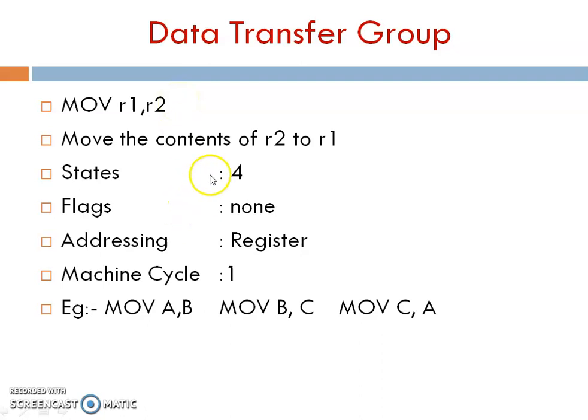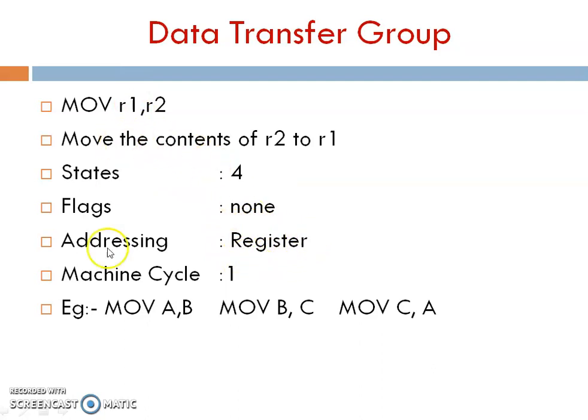The number of machine cycles for this instruction is only 1. Since the operands are in general purpose registers, the processor need not perform any memory related operations. Therefore, only one machine cycle and the number of states is 4. And for data transfer group of instructions, none of the flags are affected. In this particular instruction, the operands are in registers. Therefore, it comes under the category of register addressing.